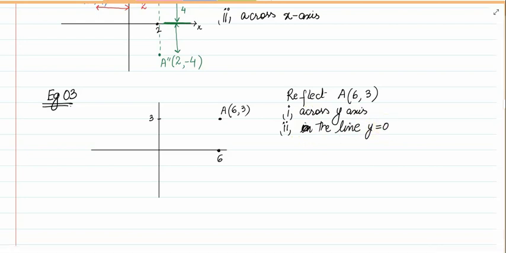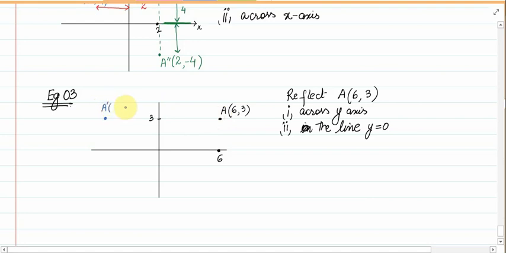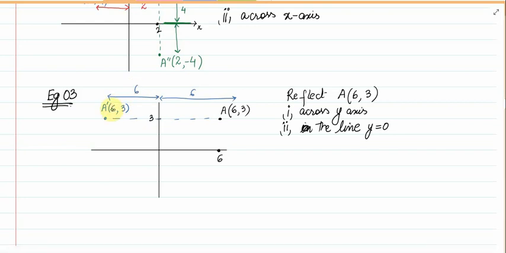Now the first part, if you reflect A across the y axis, it will reflect here. The point is A dash. If you are moving from A to A dash, it means no change in the value of y. So y is 3 here. The distance here is 6 units, so this distance should also be 6 units. So it's 6, but we are moving on the negative side, so it's -6. Right? So it's -6.